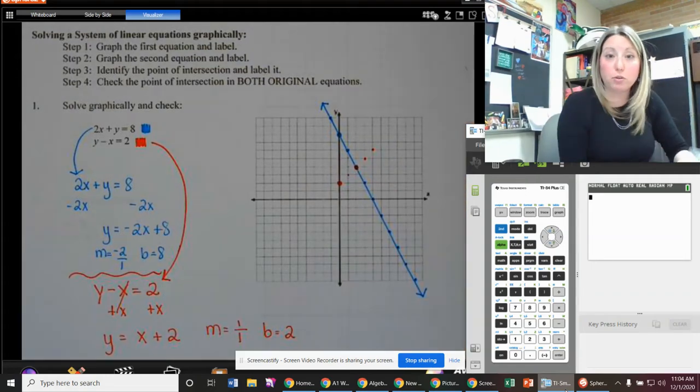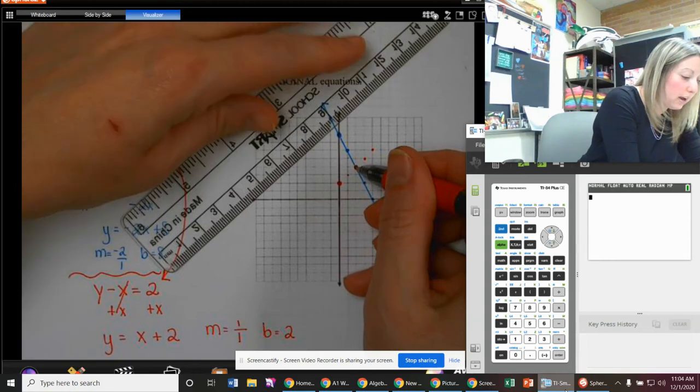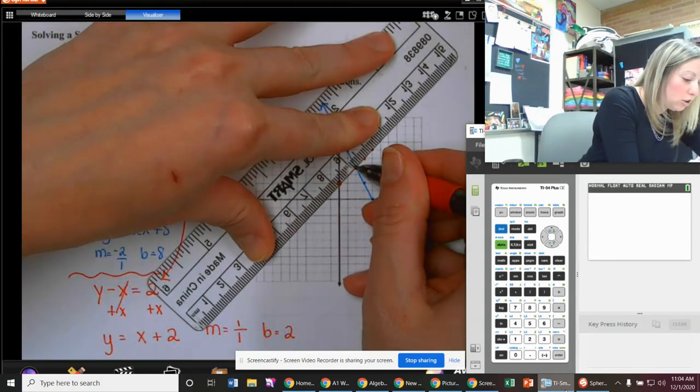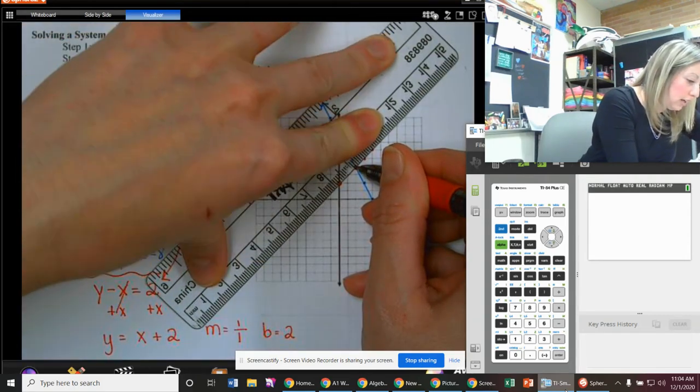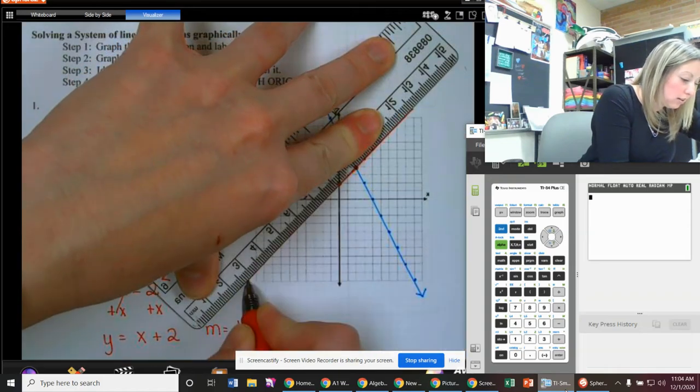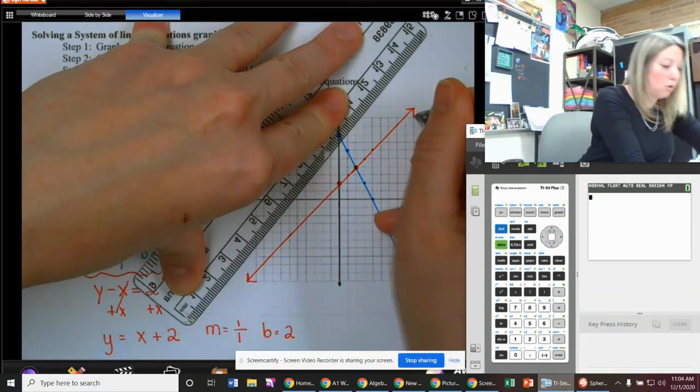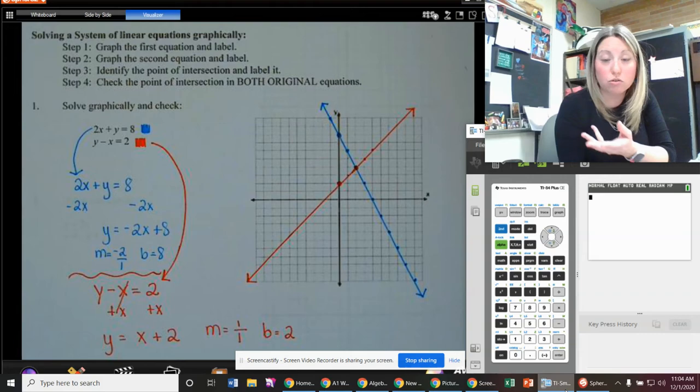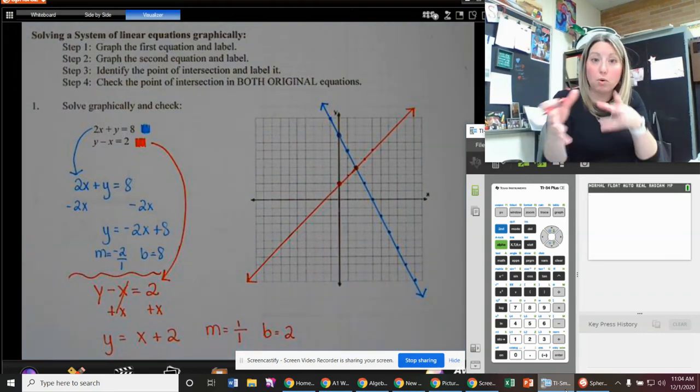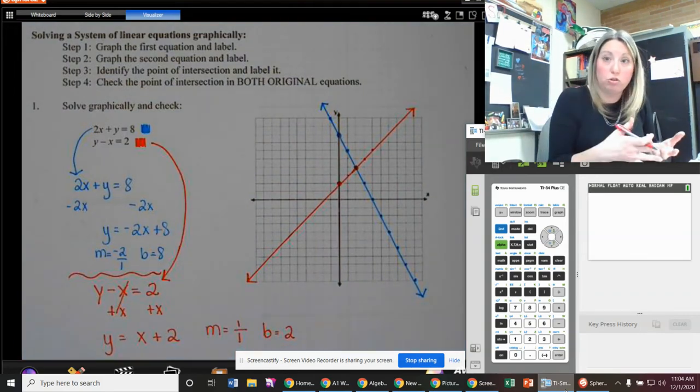So now I don't have to plot as many points for the second one because I've already found that intersection point. So I graph until I find that, and then I take my straight edge, connect, cover the whole graph because there's no domain limits, arrows at the end because there's no domain limits. And now that I know where each of those lines are, I can go and do my labels.